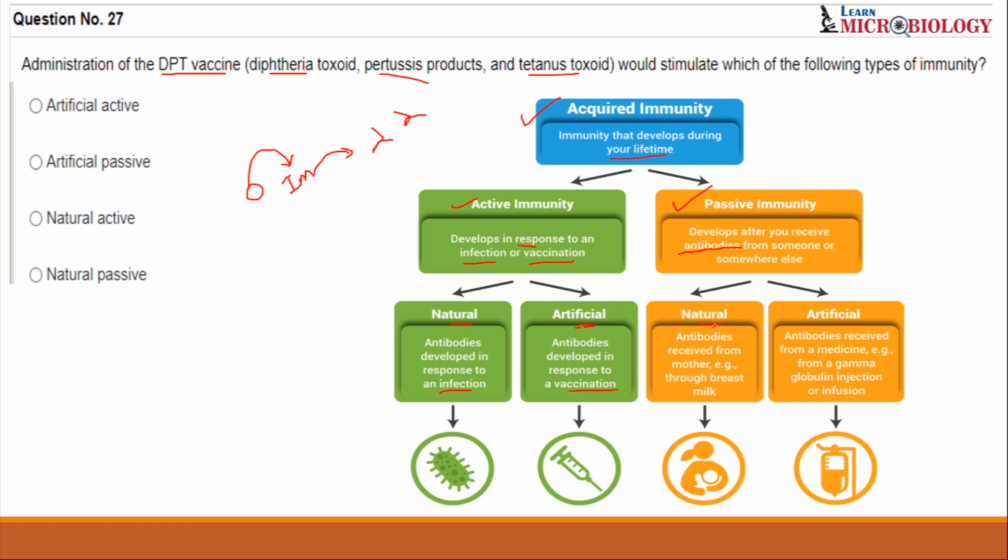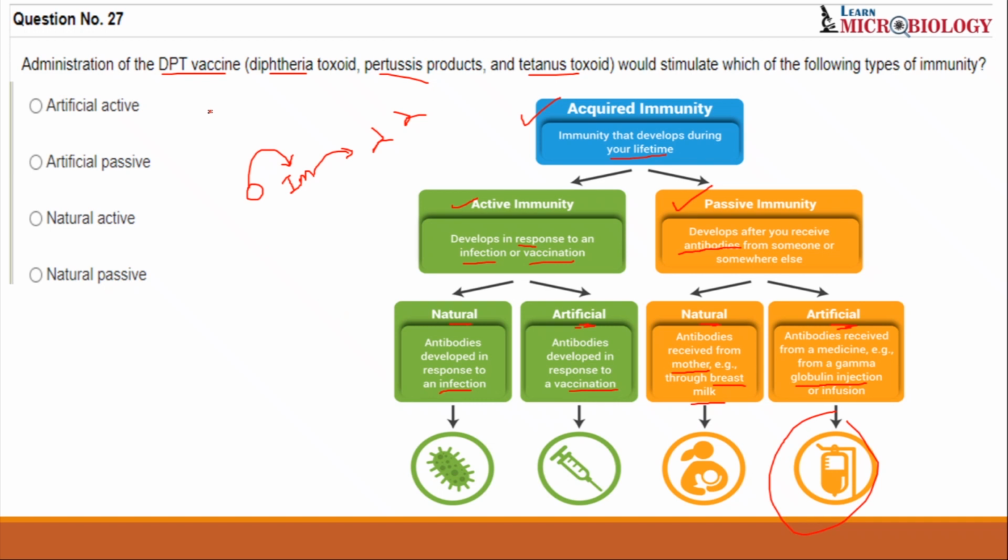So there are two types again. We have natural as well as artificial. In the natural, we get it from the mother. Like when we see infants, when a mother feeds the infant with breast milk, that breast milk contains antibodies, and those antibodies will directly be helpful to the infant. While in artificial, we get certain immunoglobulins, or as we know currently the plasma therapy, where antibodies are directly infused.